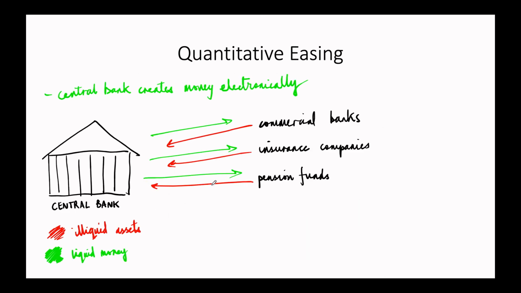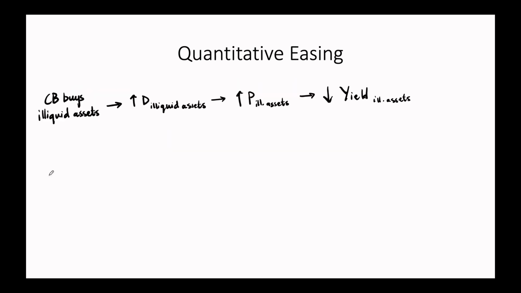Quantitative easing is when central banks create money electronically in order to buy illiquid assets from private sector businesses, such as commercial banks, insurance companies, and pension funds. In return, these businesses receive money, which in the case of commercial banks can be lent out to consumers and businesses. This increases the supply of loans, reducing the cost of borrowing. For insurance companies, pension funds, and other private sector businesses, quantitative easing is also influential.